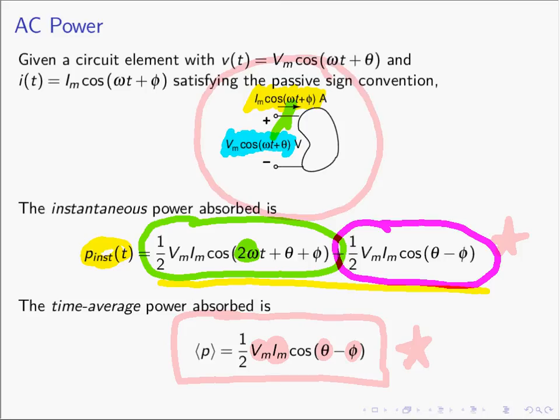So we'll come back next time and we'll look at more power in sinusoidal circuits, and we'll define a few more terms and get some alternative viewpoints, and then we'll be ready to solve some very practical problems that occur in practice.